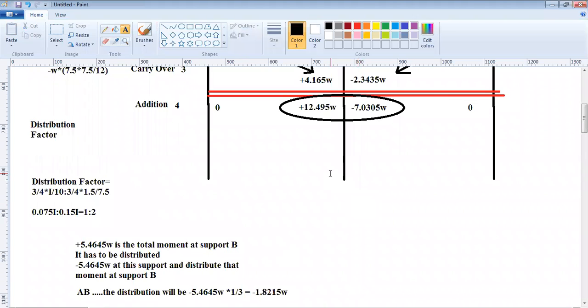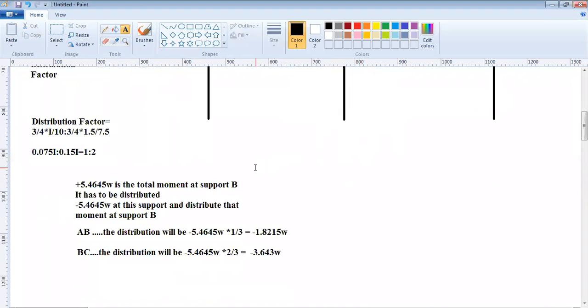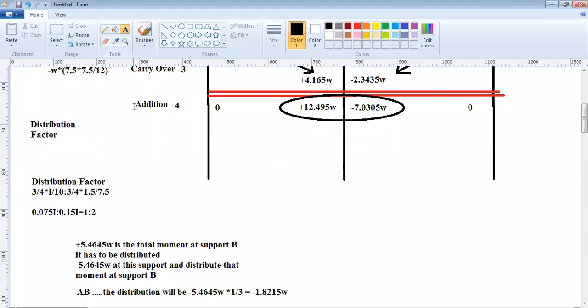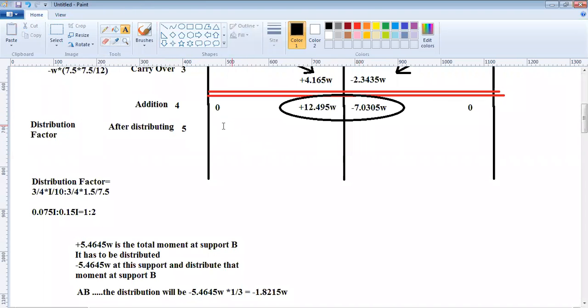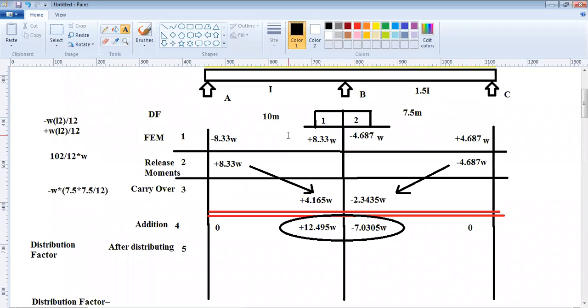Thereby, what I have done is I have calculated the amount of moment that needs to be distributed. So this is after distributing. This is step number 5 now. There is no distribution here, only because the overall moment is already 0 at support A, and there are no 2 elements being connected at support A.